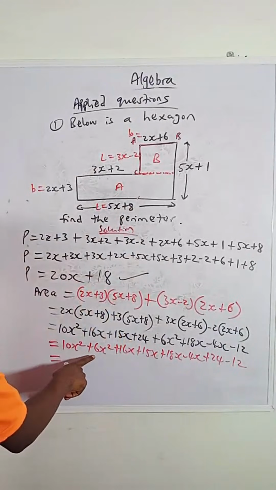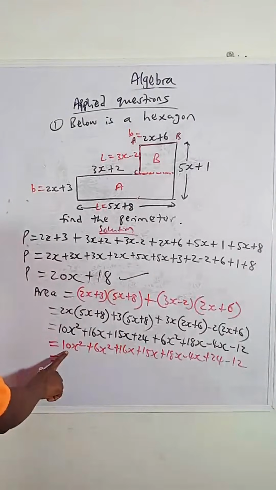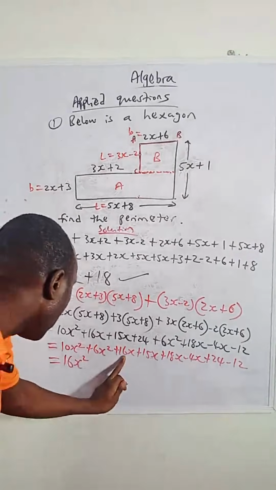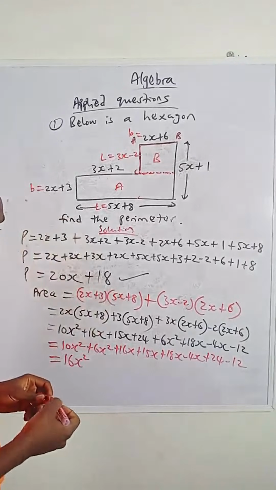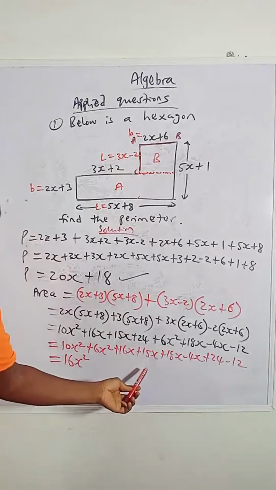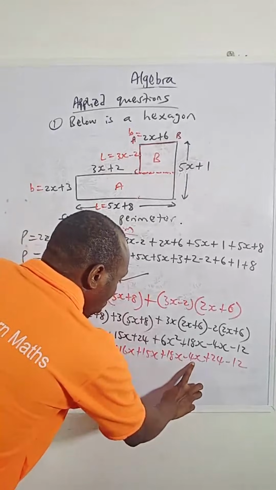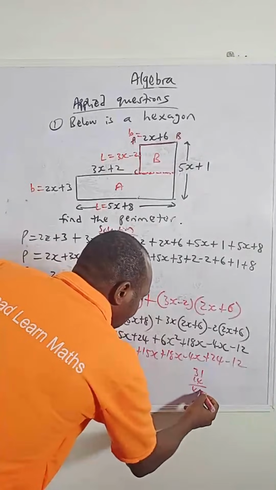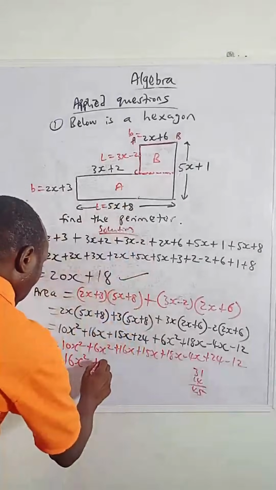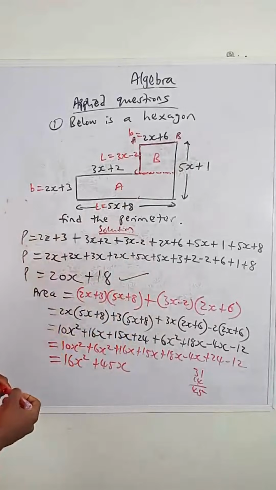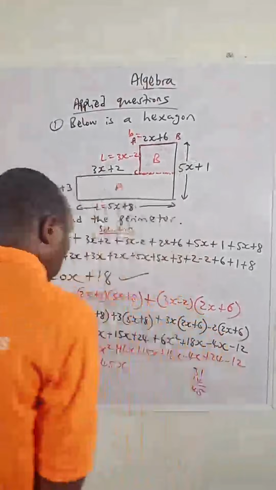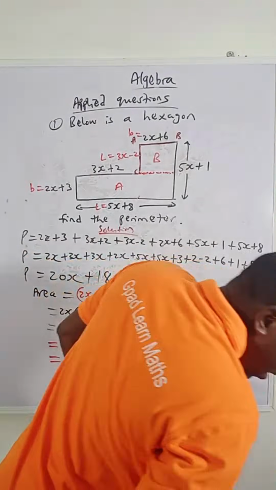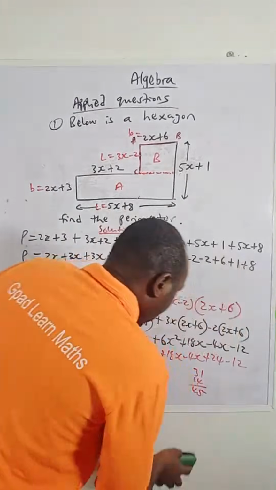What is 10x squared plus 6x squared? 10 plus 6 is 16, so that's 16x squared. We're done with that. Let's come here. 16 plus 15 is 31, right? And when you do 18 minus 4, you get 14. So 31 plus 14 is 45. Are you seeing that? So that's plus 45x. Then what is 24 minus 12? That's plus 12. I hope this is right. Somebody should confirm that for me, but I want to believe it is correct.